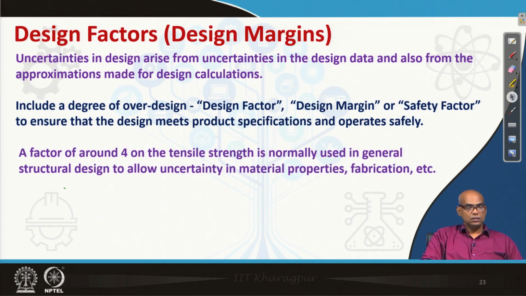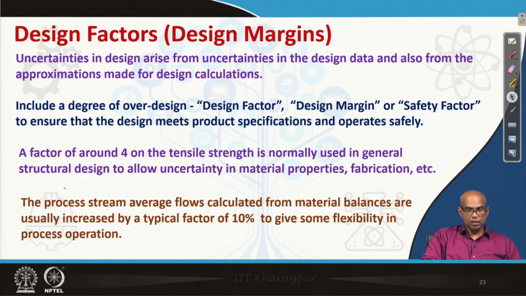For example, a factor of around 4 on the tensile strength is normally used in general structural design to allow for uncertainty in material properties, fabrication, etc. Similarly, when you calculate process stream average flows from material balances, these numbers are typically increased by a design factor of 10%, and it gives some flexibility in process operations.